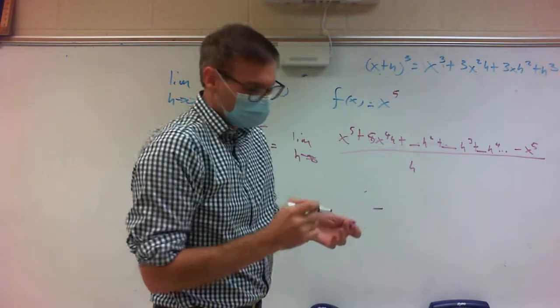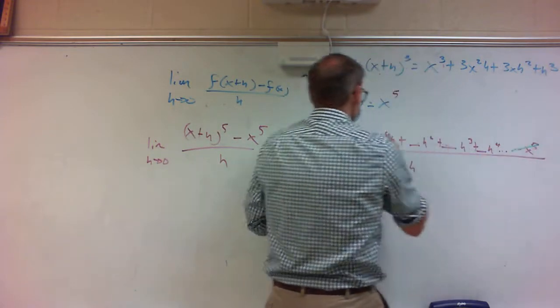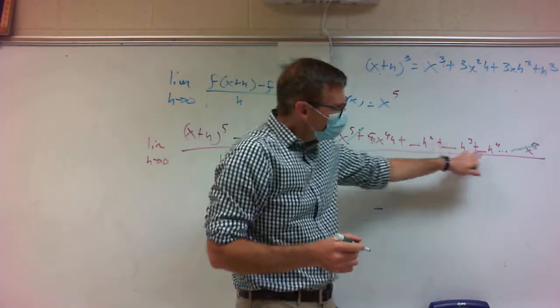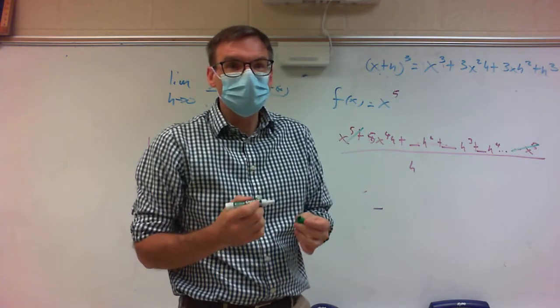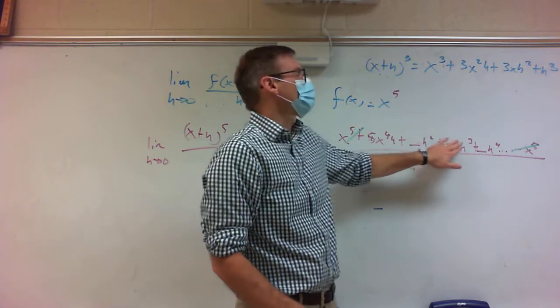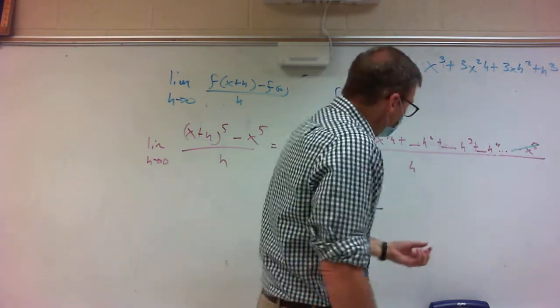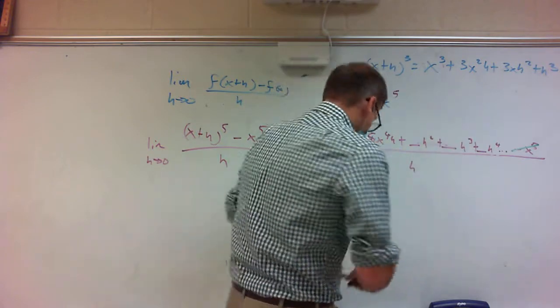And here's what happens. The x to the fifths cancel, and then everything in here has at least one h with it. Like this term has one h with it, this term has two h's with it, this term has three h's with it, this term has four h's with it. And we're going to factor an h out.